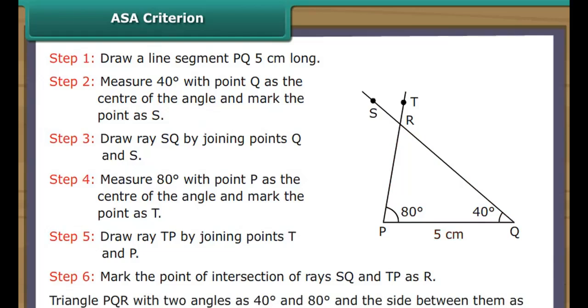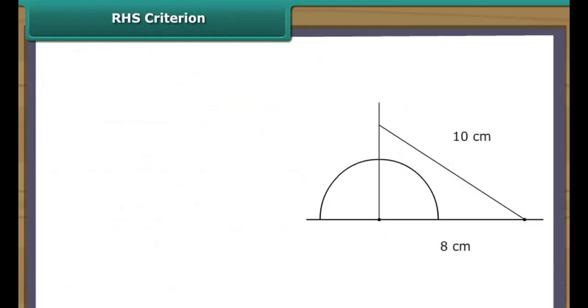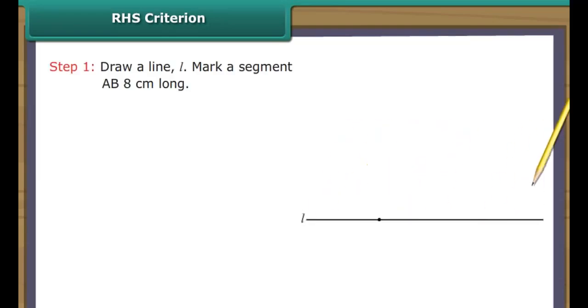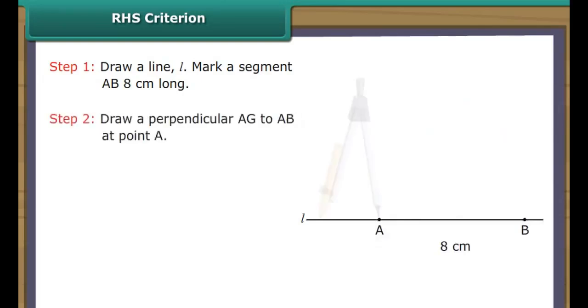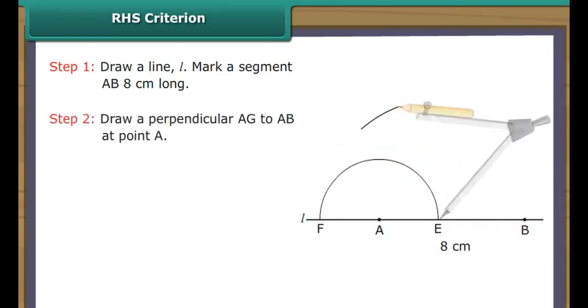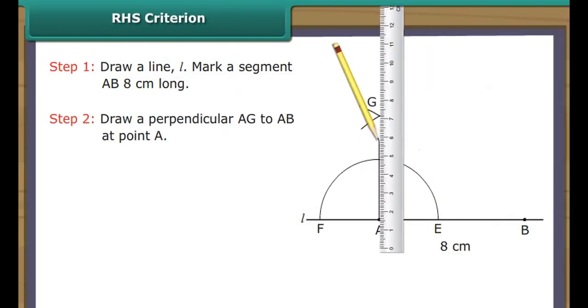RHS criterion. Let us now draw a triangle one of whose angles measures 90 degrees and the base and hypotenuse are 8 cm and 10 cm respectively. Draw a line L. Mark a segment AB 8 cm long. Draw a perpendicular AG to AB at point A.